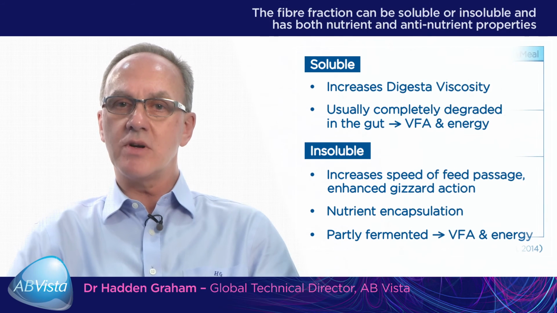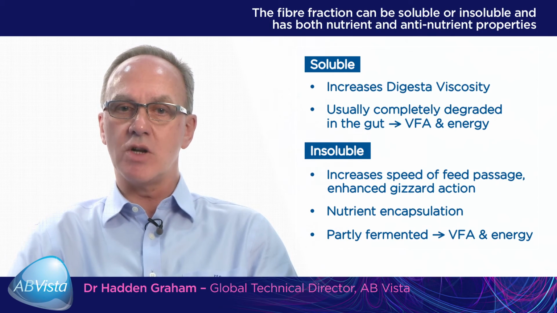So dietary fibre can be both soluble and insoluble. The soluble fraction tends to increase digestive viscosity. In the animal, that can prevent the animal's digestive enzymes moving, it can prevent the nutrients moving, and therefore can reduce digestibility of the diet. It can also cause some welfare problems, such as wet litter. These soluble fibres tend to be totally broken down as they pass through the animal's tract, and therefore you produce volatile fatty acids that can be used by the animal for energy.